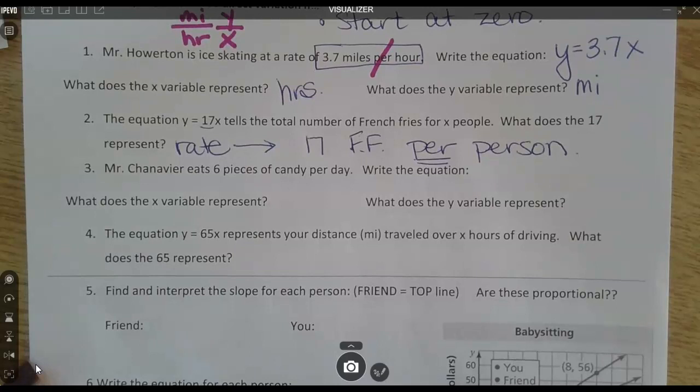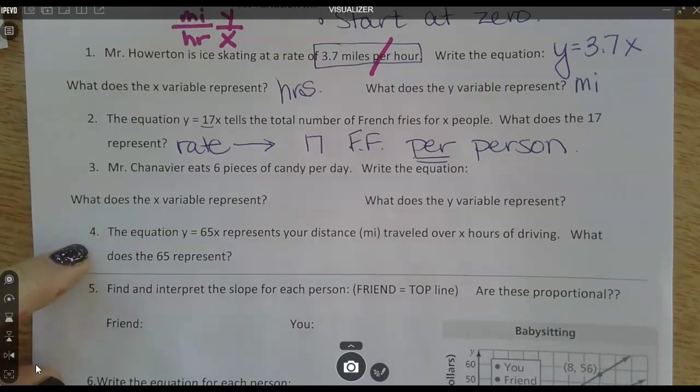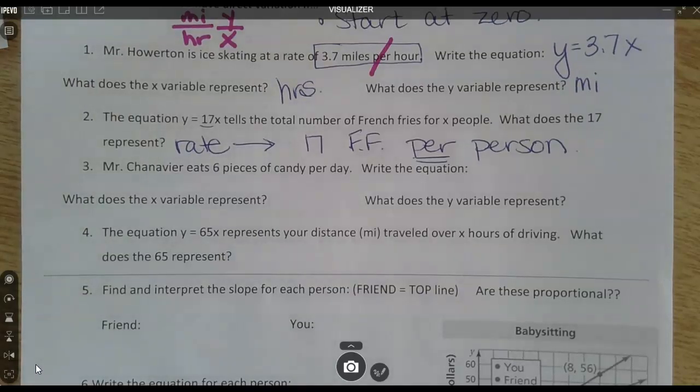So you've got number 3 and number 4 here. These are just like the ones we just did. Please pause and try those, and then hit play when you're ready to check.